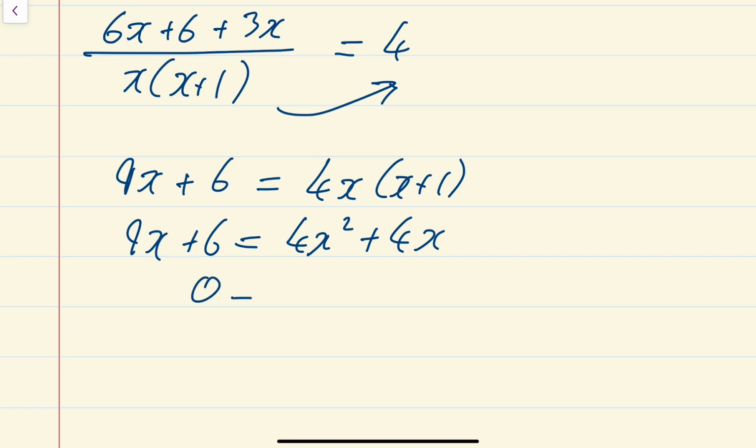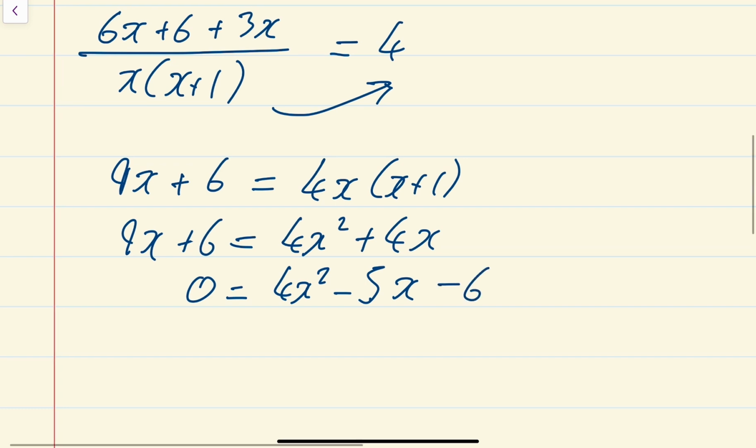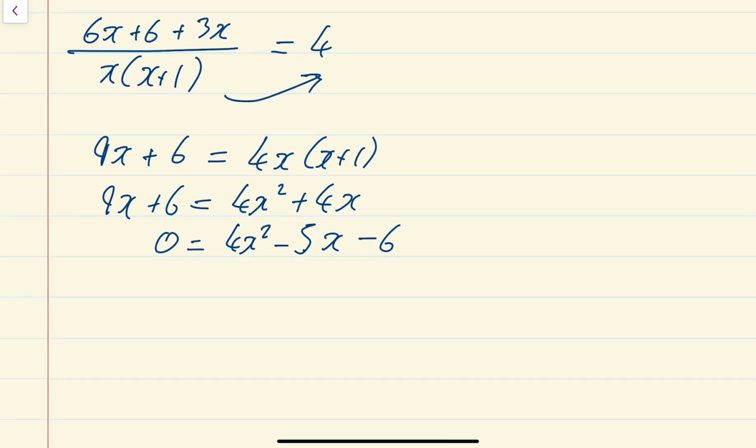Now bring everything over to one side so that you can then hopefully solve this quadratic. So you'll have 4x squared minus 5x, because the 9x comes across and becomes minus, and also minus 6. Now this one, we will have a look and see if this factorizes or not. It may factorize, it might not.